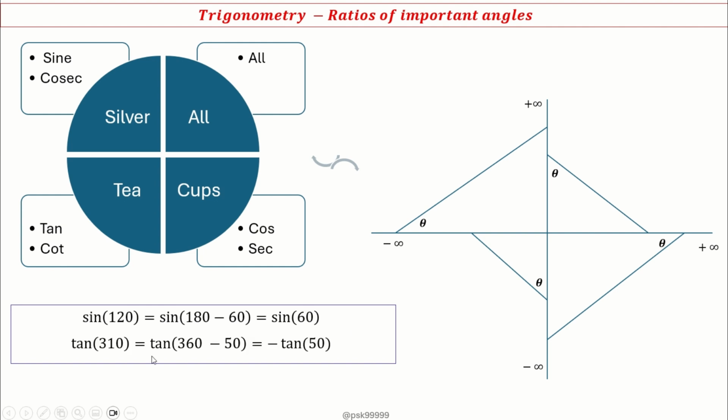And tan 310. If you take tan 310, 310 belongs to the fourth quadrant. Here only cos and secant are positive. Tan is negative. So it is tan of 360 minus 50, in the fourth quadrant, which is minus tan of 50. This is how you utilize these trigonometric angles in each quadrant. The most important thing is you have to decide in which quadrant the complete angle lies. Then you put the sign, plus or minus.